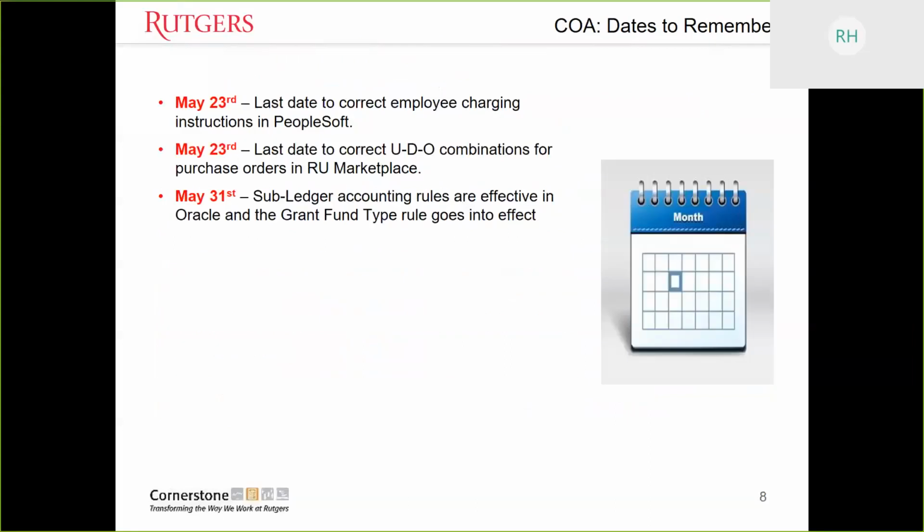For some of our dates to remember, May 23rd will be the last date to correct employee charging instructions in PeopleSoft. That will also be the last date to correct UDO combinations for purchase orders in RU Marketplace. And then on May 31st, the SubLedger accounting rules and the grant fund type rule that we're going to talk about today will go into effect.